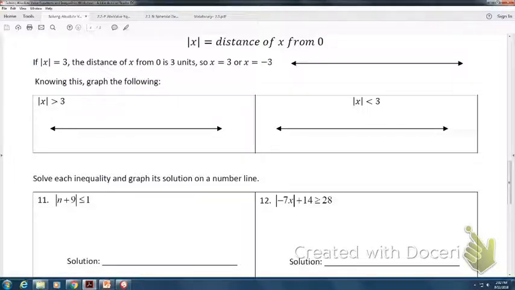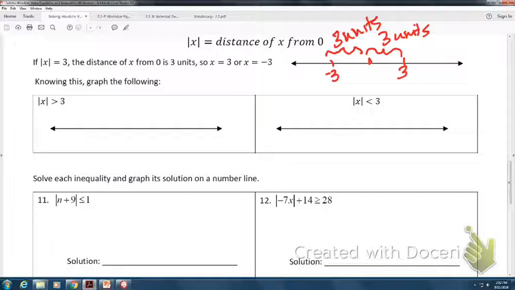So on a number line, if I have 3, and negative 3. This distance here is 3. And the distance here, oh my gosh, that was terrible, is 3. So whether you go to the left or to the right, it's still 3.